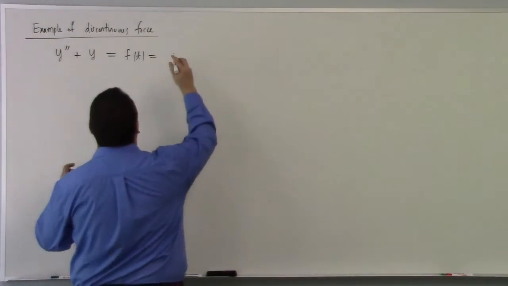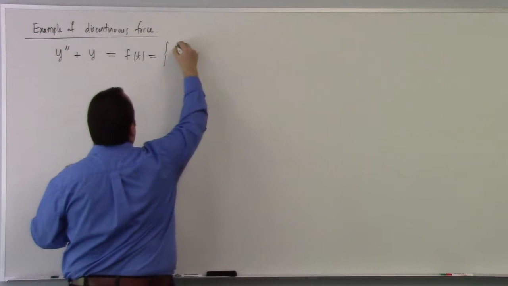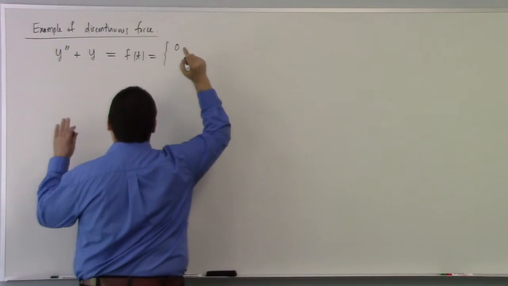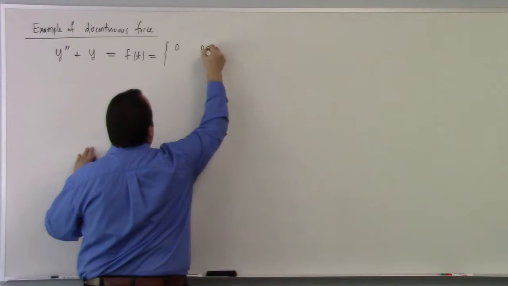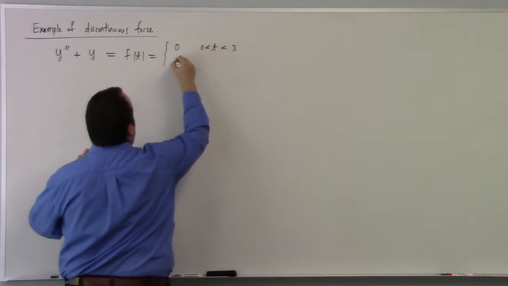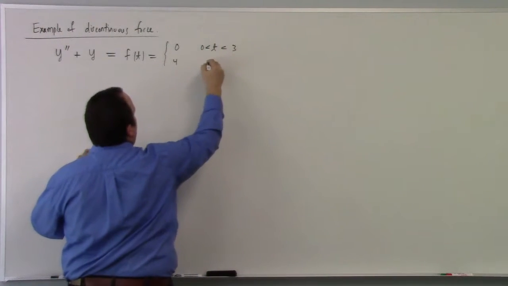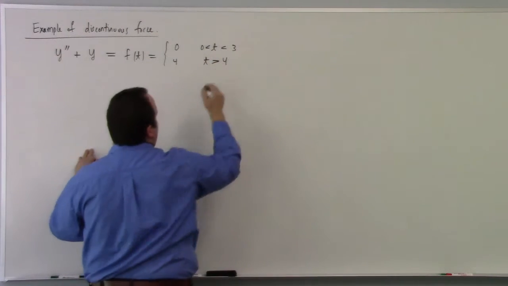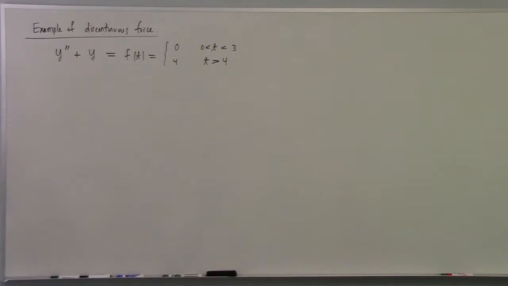No. Let's make it 0. 0, yes, 0. I like 0. For 0 less than t less than 3, and let's make it 4 for t greater than 4. Let's start with this instead. Let me not start with the most complicated example. How about that? Stop being an idiot.